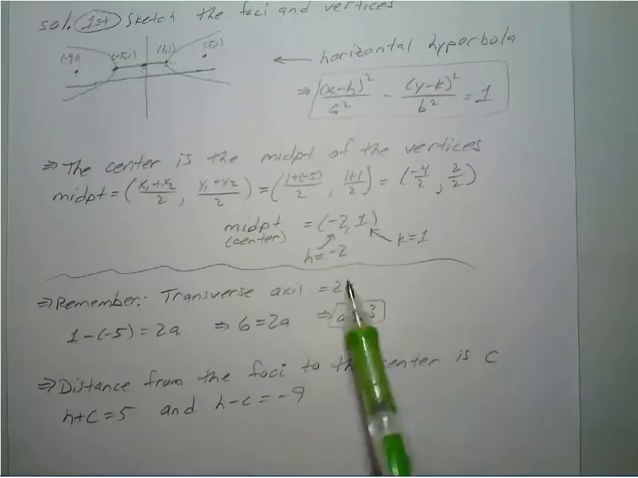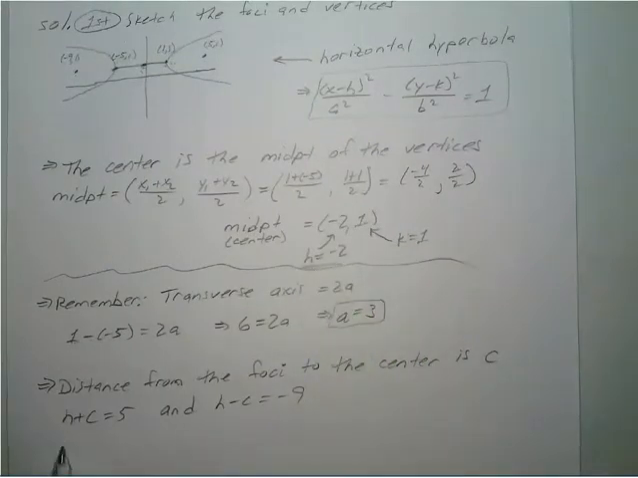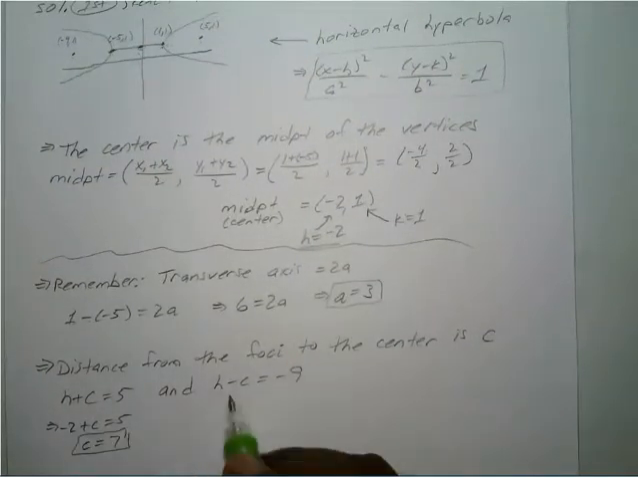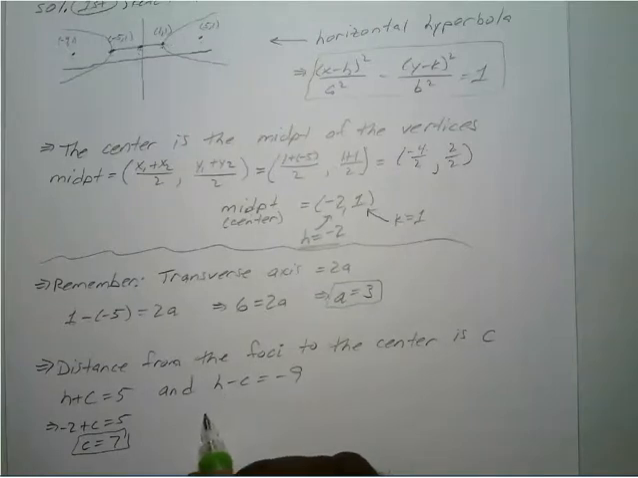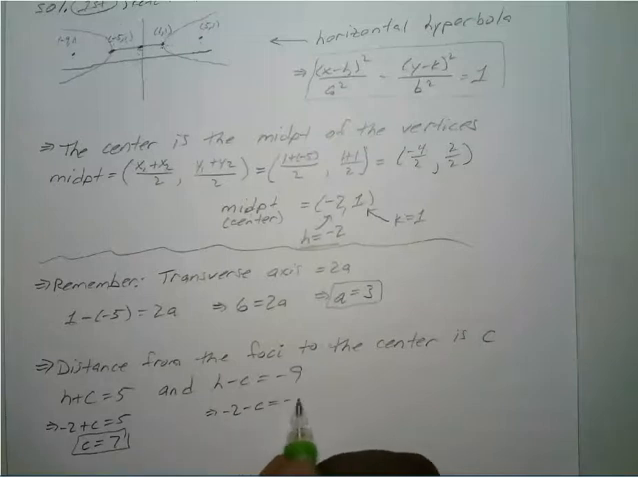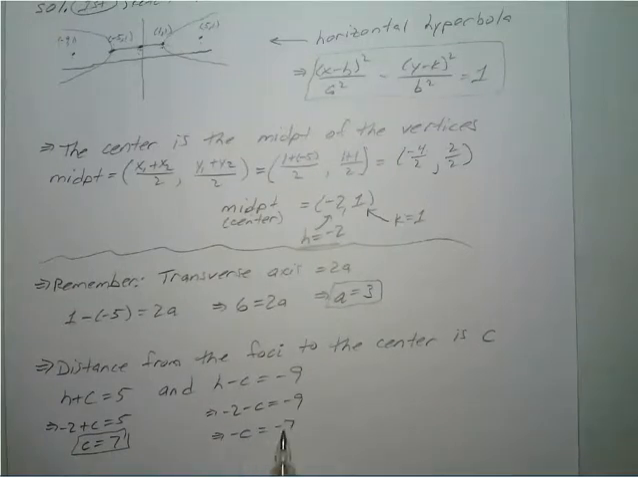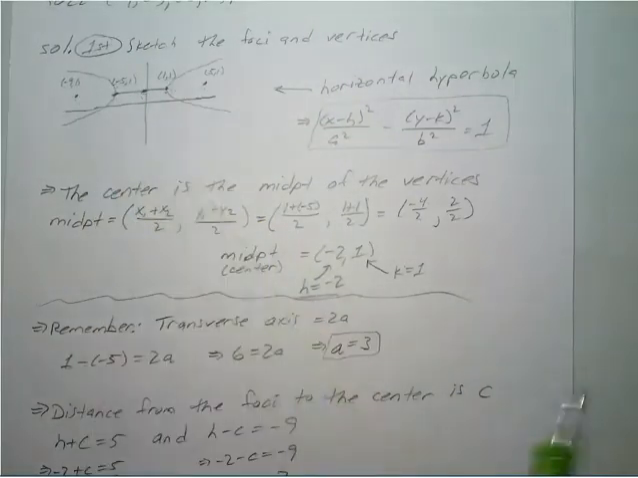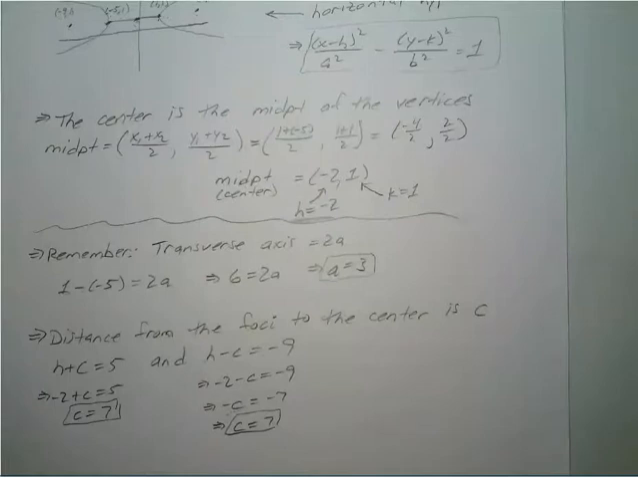Remember, our h is equal to -2. So -2 plus c equals 5. Add 2 to both sides. c equals 7. Now for this one, -2 minus c equals -9. Add 2 to both sides. -c equals -7. Multiply both sides by -1, and that gives you c equals 7. So you don't have to use both. All you have to do is find one focus and make it either h plus c or h minus c. Now we have our c, and we can use that to find our b.